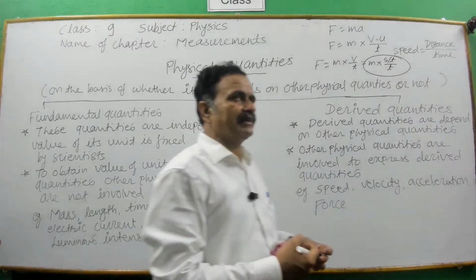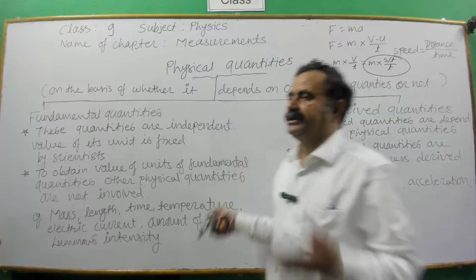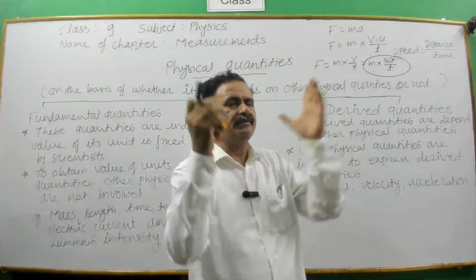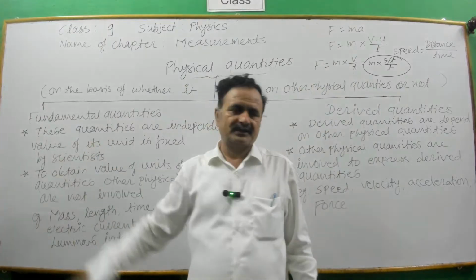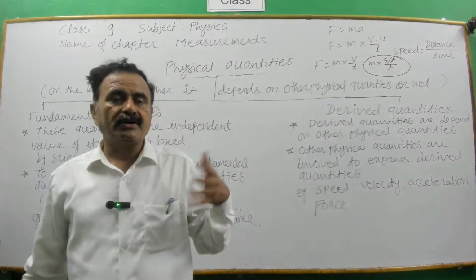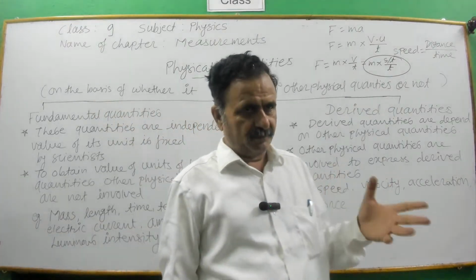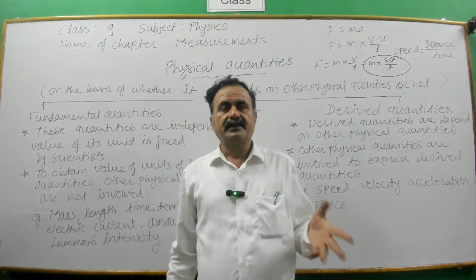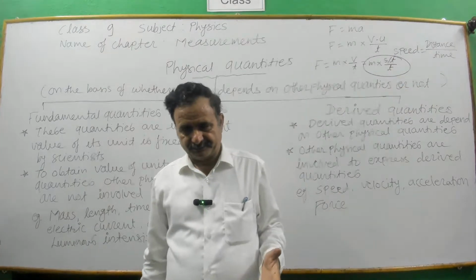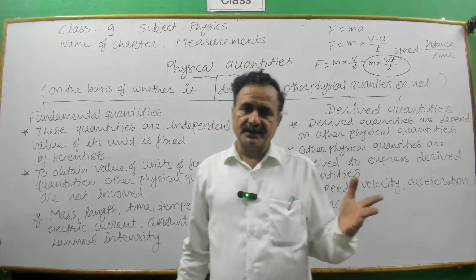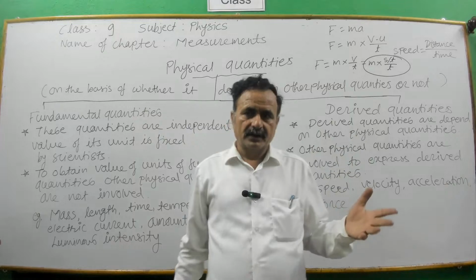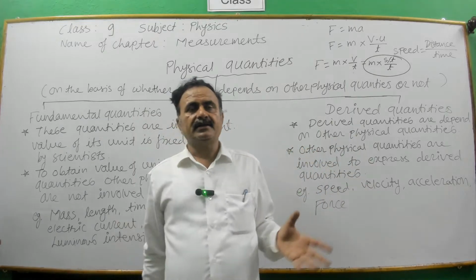So children, this means that derived quantities are obtained just by doing calculation between fundamental quantities. And along with these 7 fundamental quantities, scientists found out two more derived quantities, that is plane angle and solid angle. SI unit of plane angle is radian, rad, right? And SI unit of solid angle is steradian.